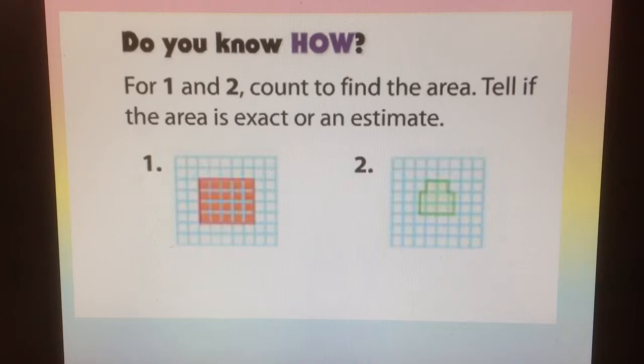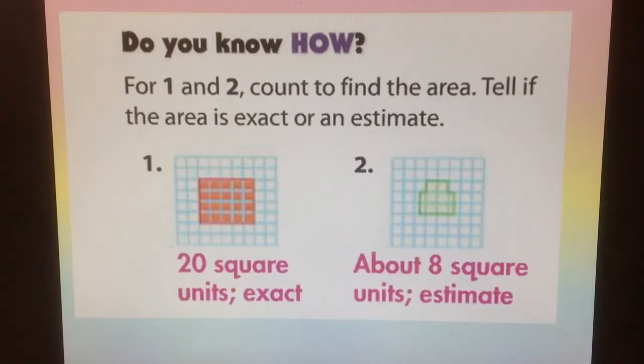So you counted inside the boxes and you also answered if it was exact or estimate. Here's the teacher's book answers now. Number 1 has exactly 20 square units. They're all right on the line. But number 2 is different. Notice how the lines on the sides are marked halfway between the lines? That means we have to estimate. So it's about 8 square units, but that's an estimate.